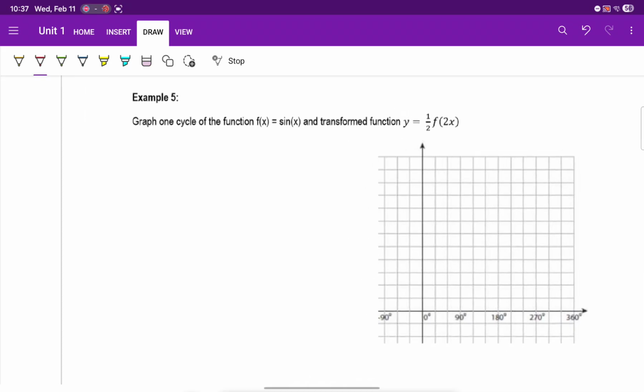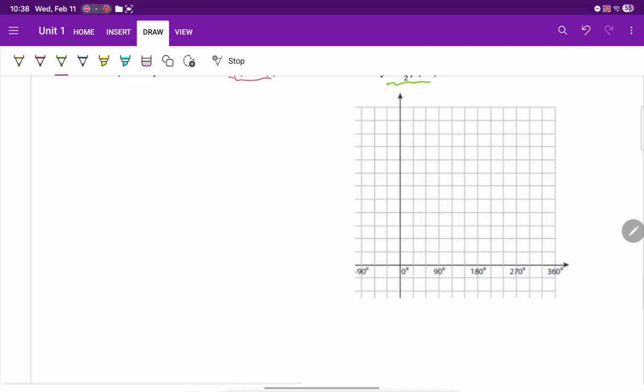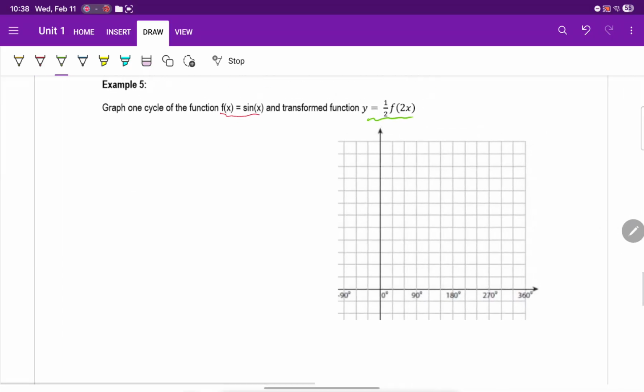Last example here, we're going to graph 1 cycle of sine of x and the transformed function. So we'll graph 1 cycle of f of x equals sine of x and the transformed function. It wants us to graph both pieces here. I'm actually going to erase that part, and I'm going to do this one in red and this one in green. Again, it wants us to graph the parent function, which is f of x equals sine of x. What does that parent function look like?